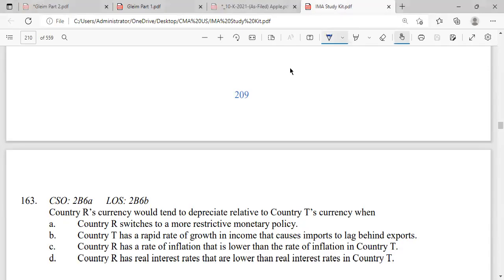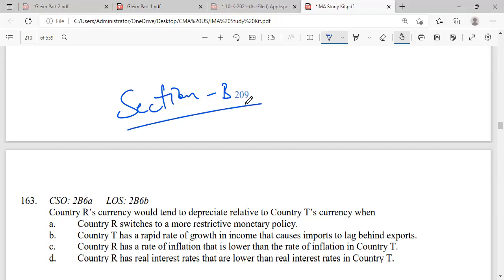So let us get started with the MCQ questions of section B. Section B, to be more specific, of part 2, CMA US part 2. So here's our first question number 163. Country R's currency would tend to depreciate relative to country T's currency when?